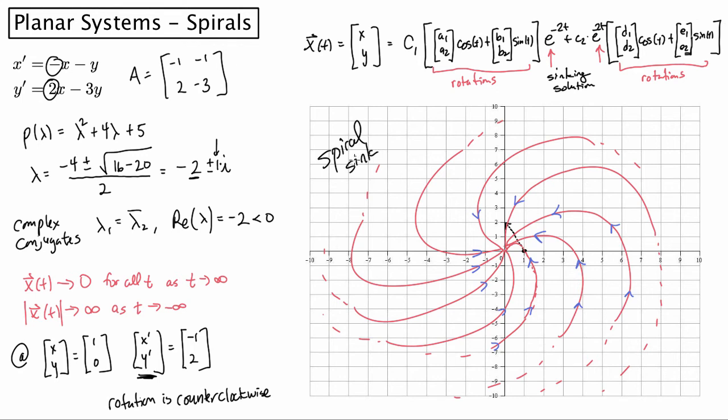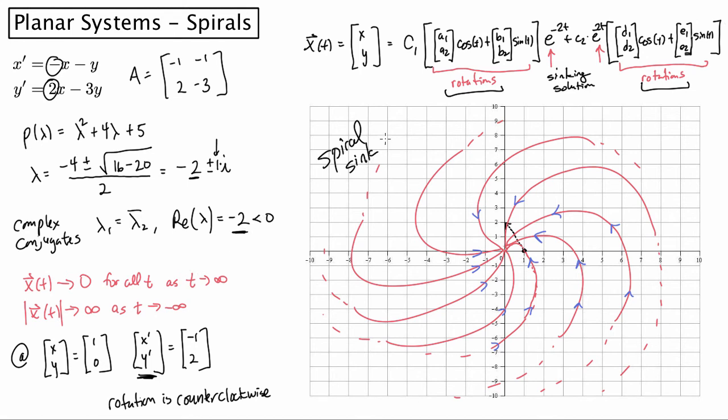The spiral part's fairly obvious. The spiral part comes from the rotations that are exhibited by the cosine and sine. We know that the rotation here is counterclockwise, looking at this vector that we plotted. We could plot another vector over here and see that everything's pointing back and up. And so things have to be tangent going in that direction. So that tells us that we have a counterclockwise rotation and everything's coming into or collapsing into the origin. So the fact that it was a sink is because the real part was negative.